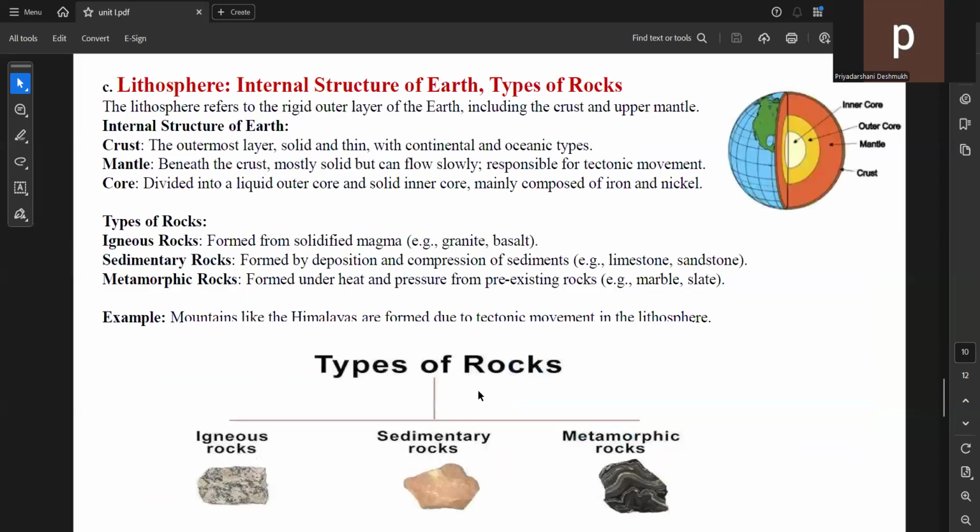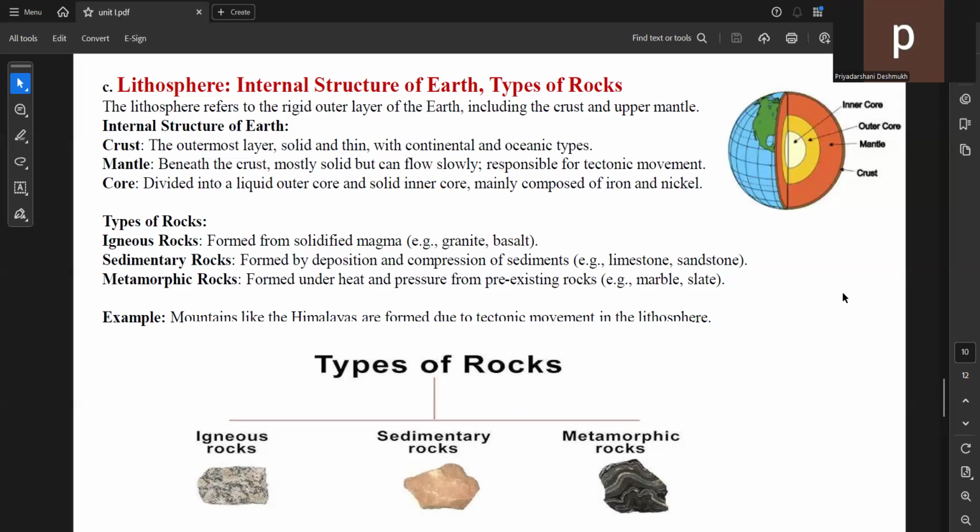Now the next that we are going to study is the lithosphere. Litho means rocks. So here the internal structure of the earth and the types of rocks are the main topics that we are going to study. The lithosphere refers to the rigid outer layer of the earth, including the crust and the upper mantle. Now, the internal structure of the earth. It contains the crust, mantle, and core, with the inner and outer mantle, and the core.